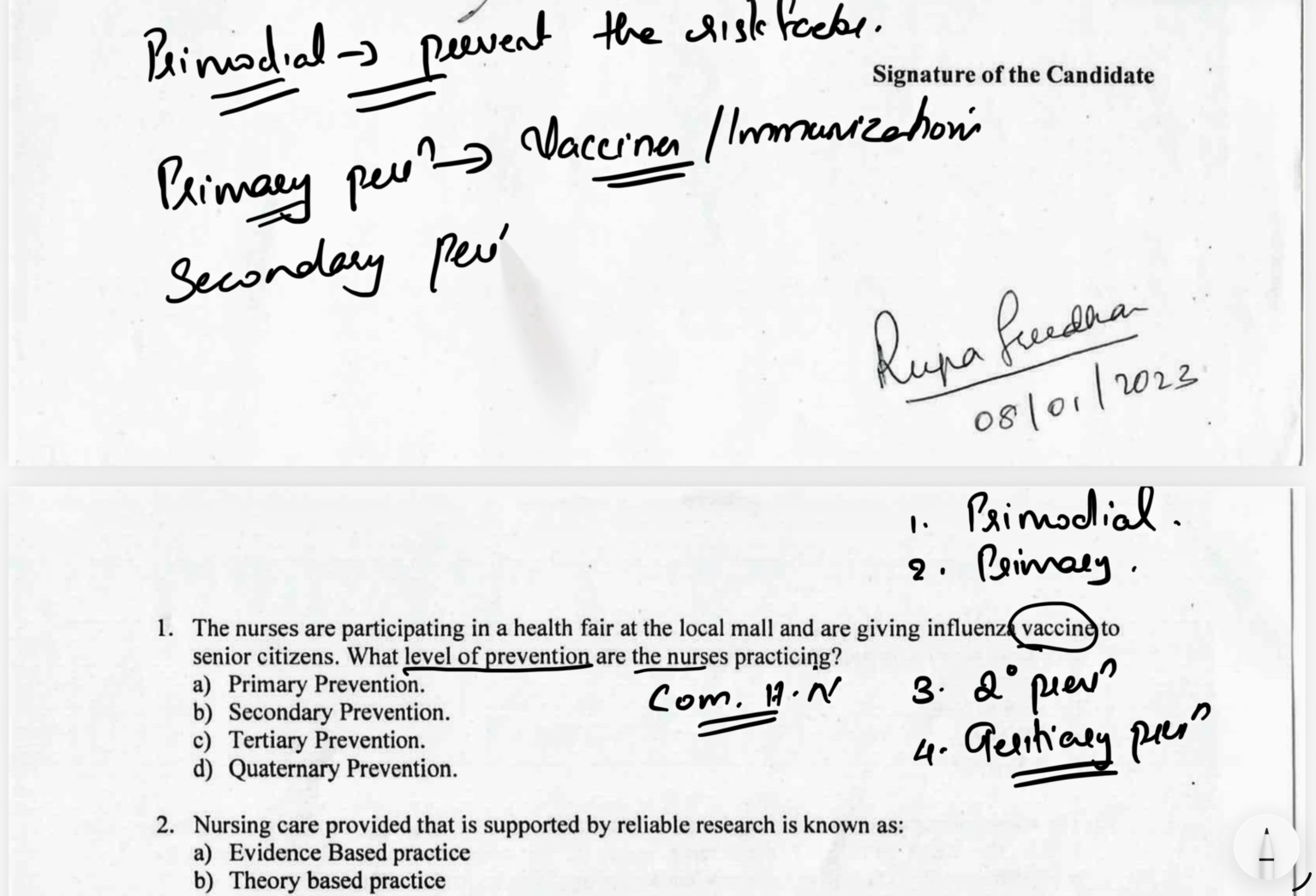So what is secondary prevention? Secondary prevention means, as I already said, if I am smoking and you come to me and tell me not to smoke or I will be in trouble, but I never quit smoking, I kept on smoking, and then I was diagnosed with COPD. Okay, this is an example.